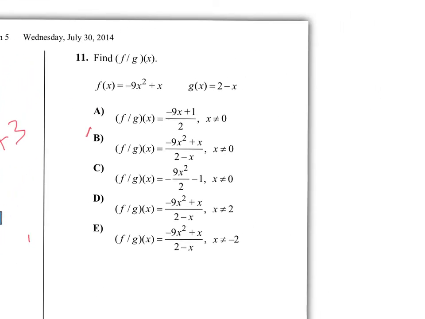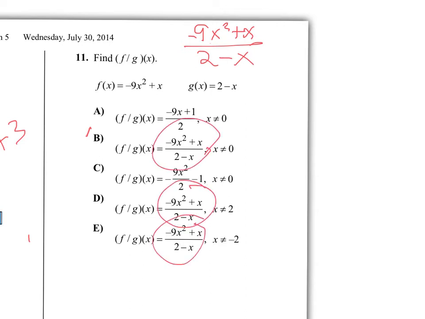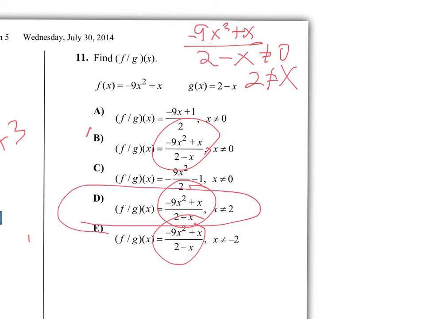Alright, now find f divided by g. We have minus 9x squared plus x over 2 minus x. Those three are correct. So for my domain, the denominator cannot equal 0. So x cannot equal 2. Okay, the only one that has the right function and the 2 is D.